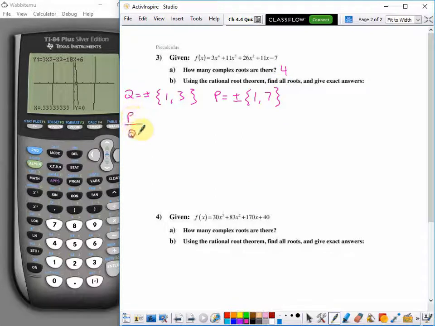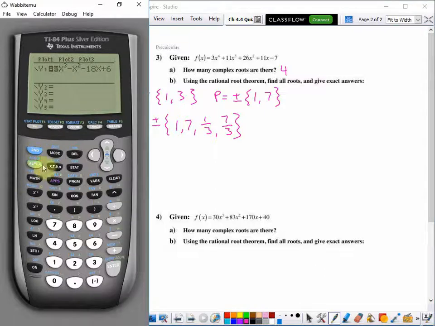P over Q is plus or minus the P's over 1. So that's 1 over 1 and 7 over 1. Then the P's over 3, so that's 1 over 3 and 7 over 3. Okay, now I'll go to my calculator.